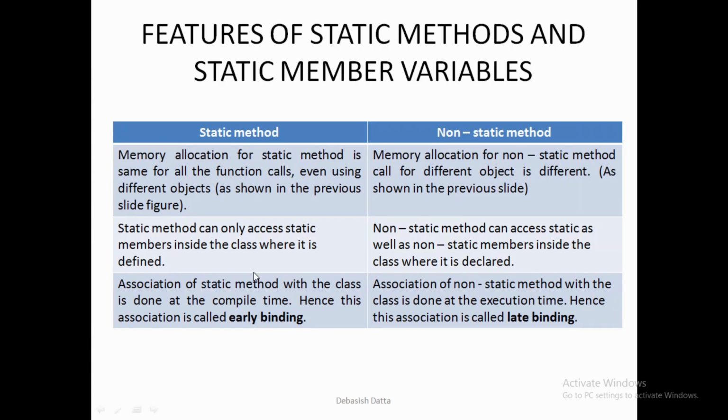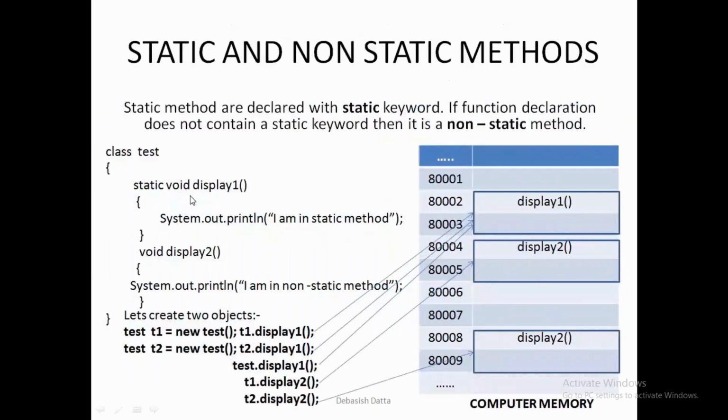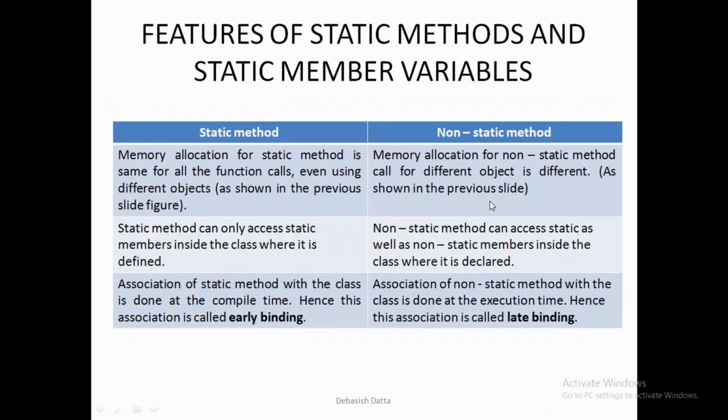Now, what a static method tells us is that the memory allocation for a static method is the same for all function calls, even using different objects. We have seen here that even when we call the display1 method, which is a static method, using different objects, the same memory location is being referenced. So memory allocation for a static method is the same for all the function calls, even using different objects.